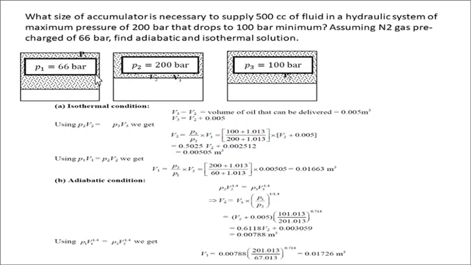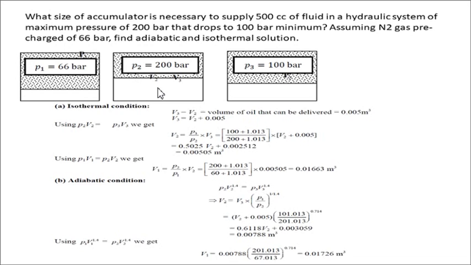For this we will construct a small diagram. Initially it is P1 V1. We don't know the value of V1 because we don't know the size of the accumulator, but we know the initial pressure on the gas, that is 66 bar. Then we know that it is charged up to 200 bar. Then also we know that after discharge the pressure of that gas is around 100 bar. What is required is the size of the accumulator, that is, we want to find out this V1. Whenever you want to find V1, you should know what the V2 value is.